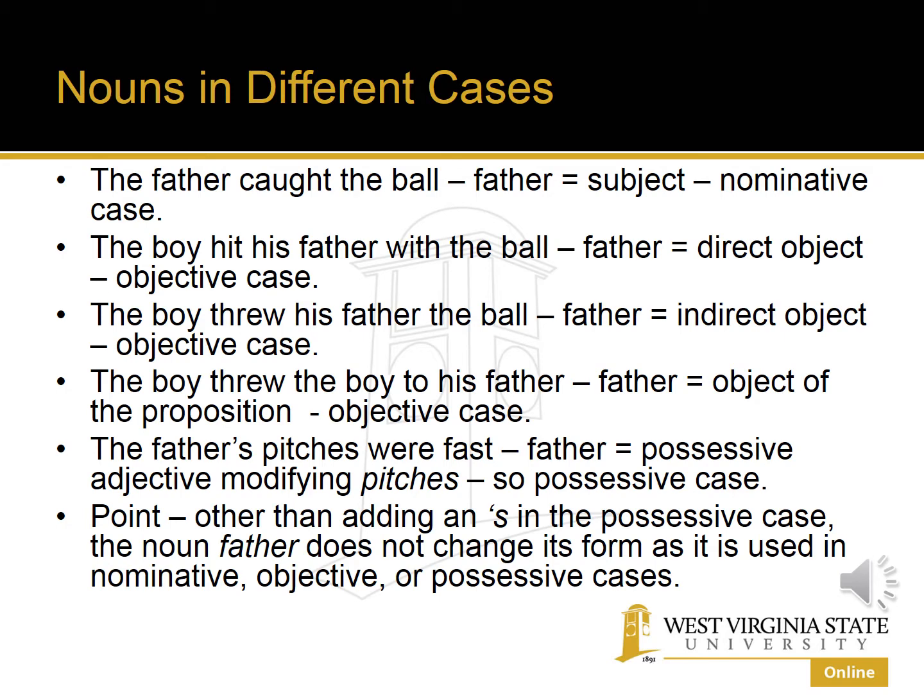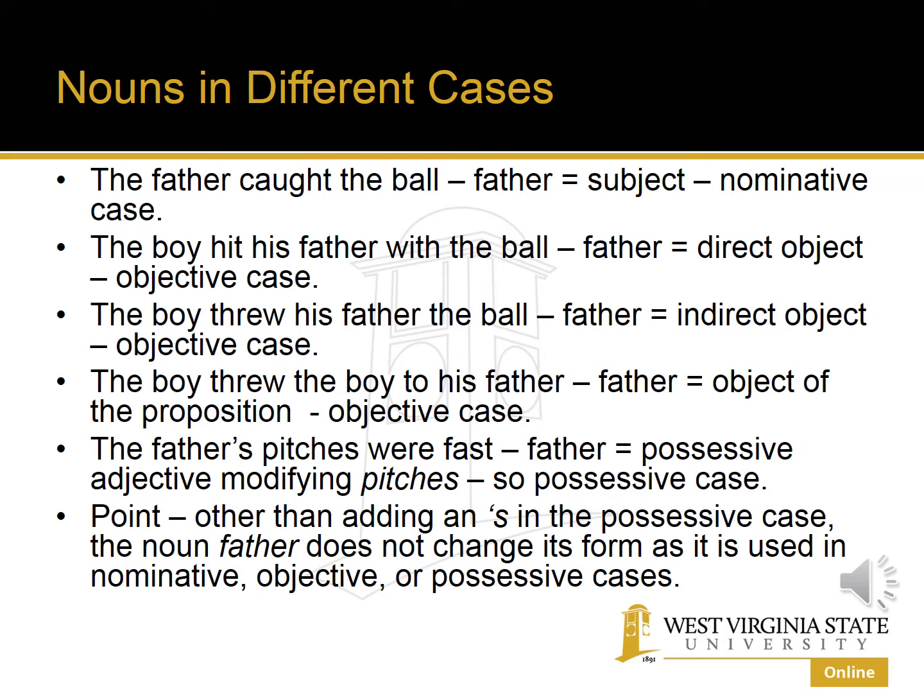"The boy threw his father the ball." In this example, his father is the indirect object, so it's also in the objective case. "The boy threw the ball to his father." In this sentence, father is the object of the preposition to, but again, it's still in the objective case. "The father's pitches were fast." In this sentence, father's is a possessive adjective that modifies the noun pitches, so it is in the possessive case.